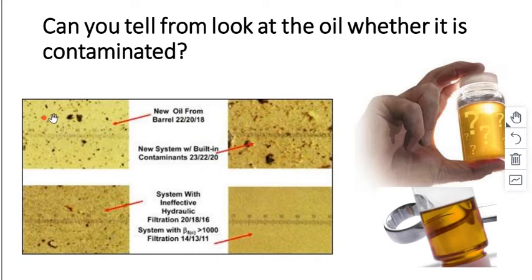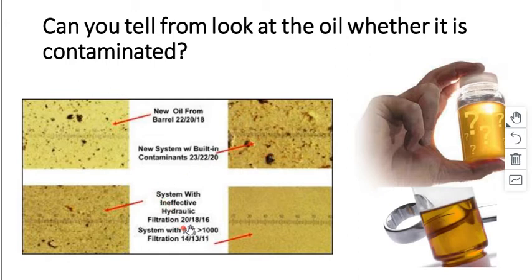You've got a couple of pictures here. So we've got new oil, and we've got these, it's an ISO standard. We've got these ranges 22, 20, 18, and then 23, 22, 20. And you can see what it looks like under the microscope. So you see some contaminants in there, some particles, and here as well.